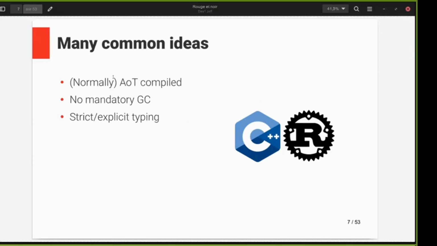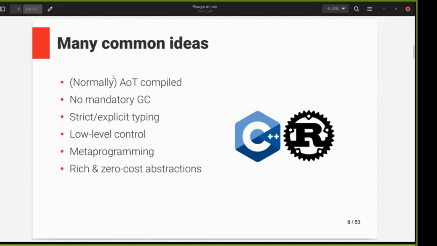So C++ and Rust, which I would spend the rest of this talk comparing, have many ideas in common. The normal way to use them is ahead of time compilation. You start from the source code, you produce a binary, and then you can run this binary on the machine, and there is no compilation happening at the runtime stage. They don't force the use of garbage collection. They have a relatively sophisticated type system with quite strict typing rules. They give you quite a bit of control and low-level machine operation during program execution. They have quite a bit of metaprogramming capabilities for controlling, for generating code during compilation and things like that.